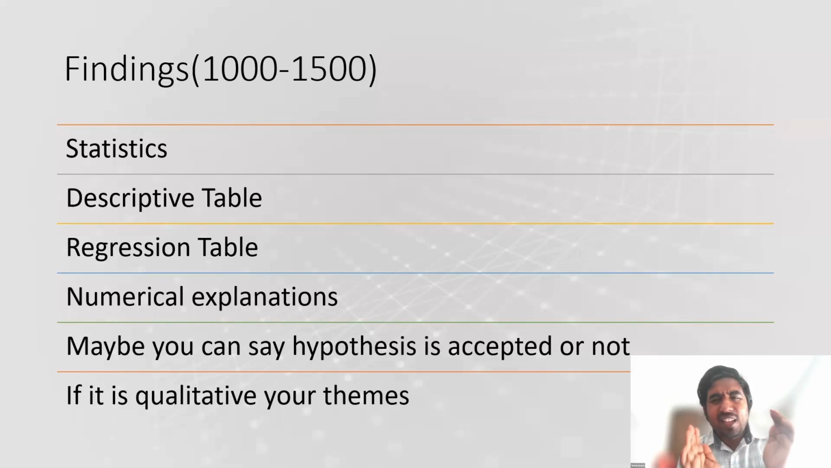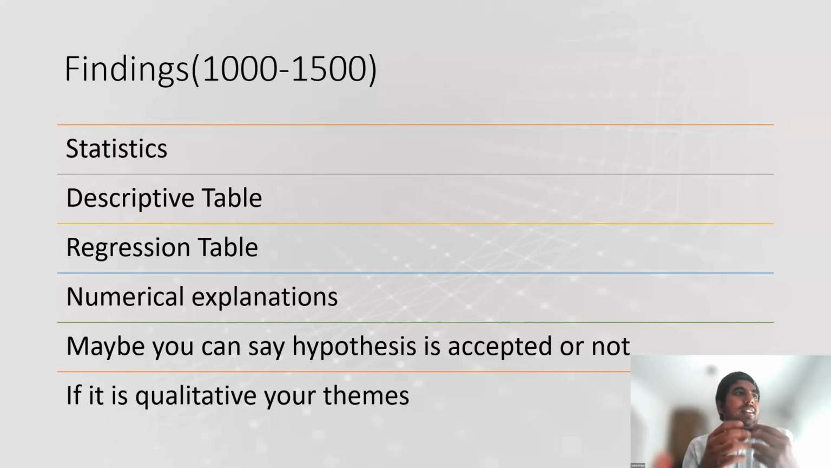The findings section should be as concise as possible. So basically, if it is a quantitative paper, we can present the statistical tables like means, standard deviations, correlations, and regression tables, and some numerical explanations like the mean level, standard deviation, and correlations. And you can also just say whether your hypotheses are accepted or not. So not much information. It is just about your findings. You don't discuss it, right? You just present what you have found in the findings section.